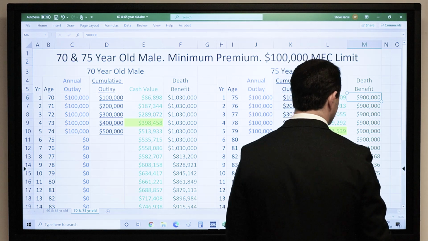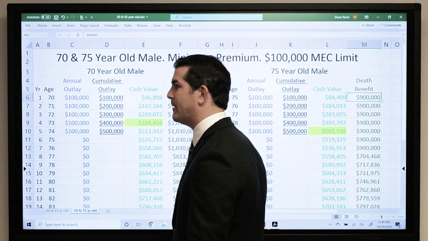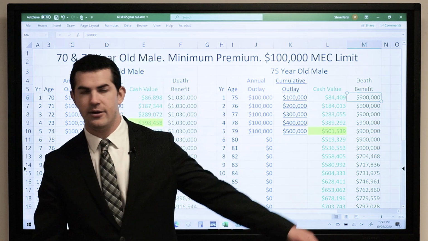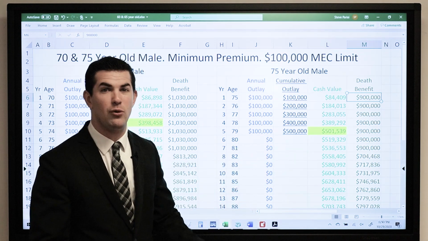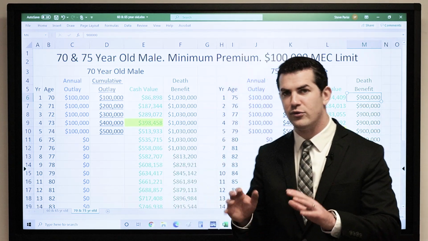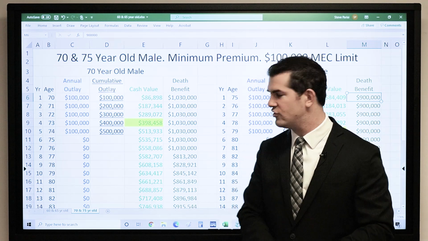The difference an older individual will see is a lower initial death benefit. We are reducing it as much as possible. If the 32-year-old male put in $100,000 per year, he'd have about 1.5, actually about 2 million plus in death benefit for the same $100,000 per year policy, if that makes sense.